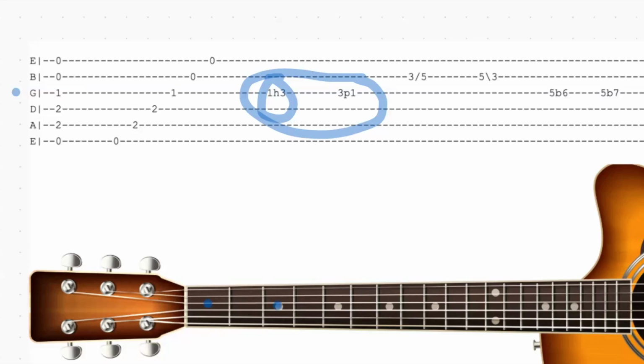That's all that means. So the H means hammer on, the P means pull off. So it would be having your third finger here on the third fret of the third string, having your first finger on the first fret of the third string, and pulling off from the third fret to the first fret. That's this here. So this is a hammer on, this is a pull off.